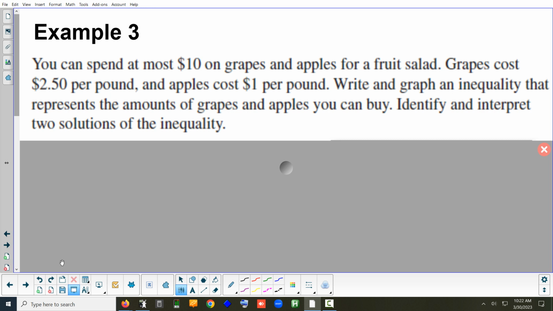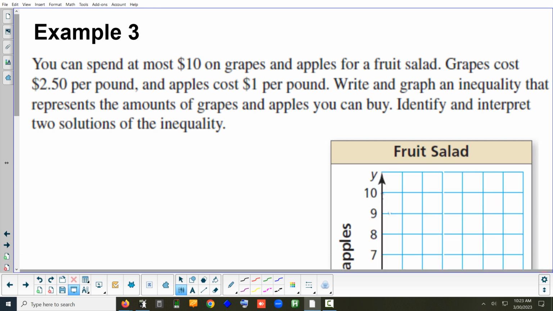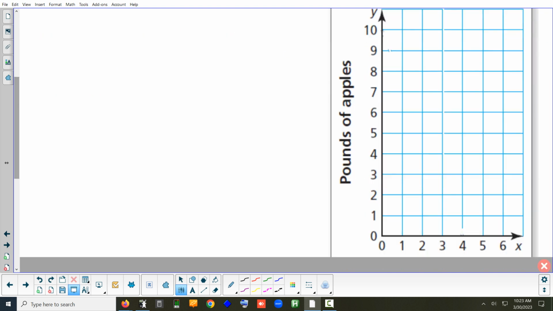So the problem says you can spend at most $10 on grapes and apples. It says grapes cost $2.50 a pound, apples cost $1 a pound. Write and graph an inequality that represents the number of grapes and apples you can buy. So you guys already have a graph, I think. Fruit salad. Yep. So you get the same graph on your notes.